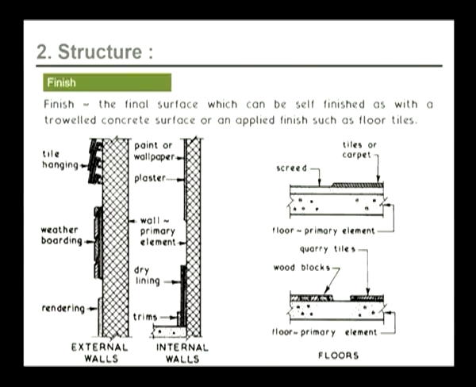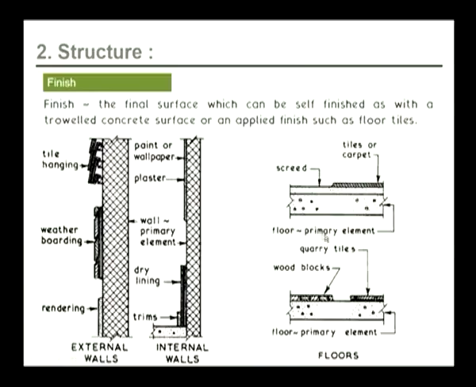We can have dry cladding on the walls, we can have wet cladding on the walls, we can have trims of various materials on the walls. All those are secondary elements, and all those can be termed as finishes. In the case of floors, in this example, you see the floor slab is a primary element, but the screed with the tiles or carpet is termed as a secondary element.